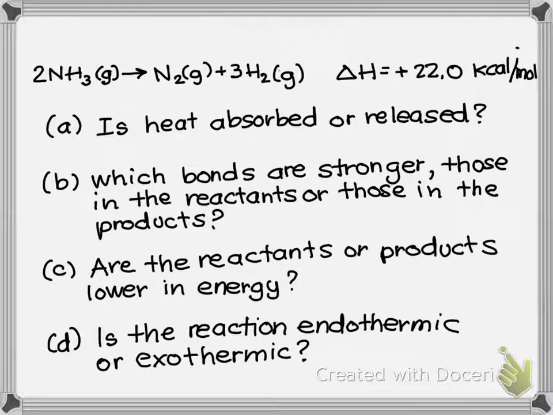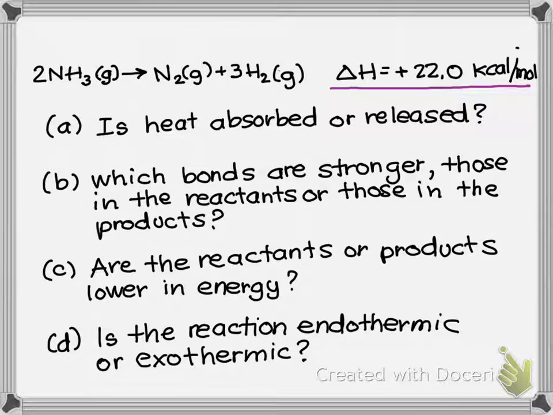So now let's take a look at another question. And this one has a reaction. It says 2NH3 makes N2 and 3H2. And then notice here, it gives us a delta H. This question I always like to do in class because it shows you that sometimes it benefits you to read through the whole problem before you just start answering questions.